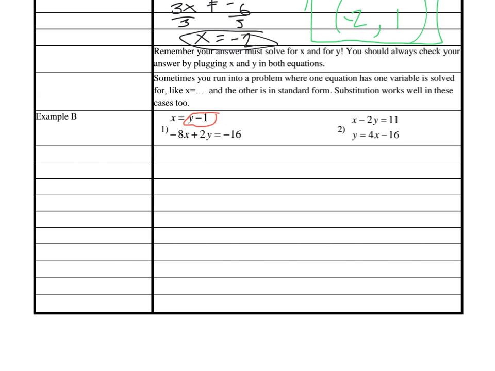So now I'm going to look for x in my other equation, and that is where I'm going to put y minus 1. So I'm going to rewrite the equation, negative 8, then I'm going to put something there, so I'm just going to use some parentheses and leave a space, plus 2y equals negative 16. And in that space, I know I need something that is equal to x, and we know that x equals y minus 1.